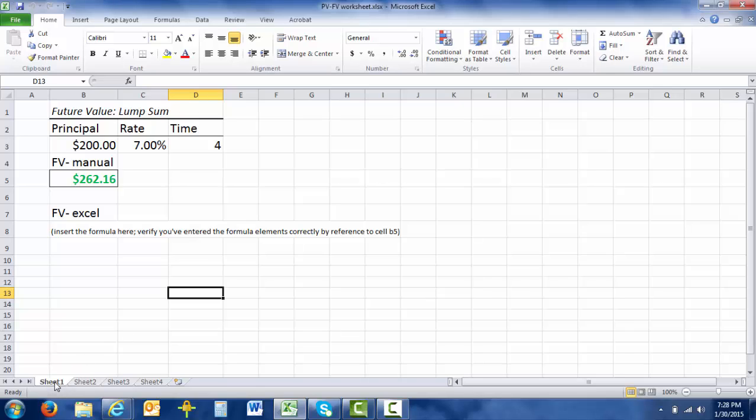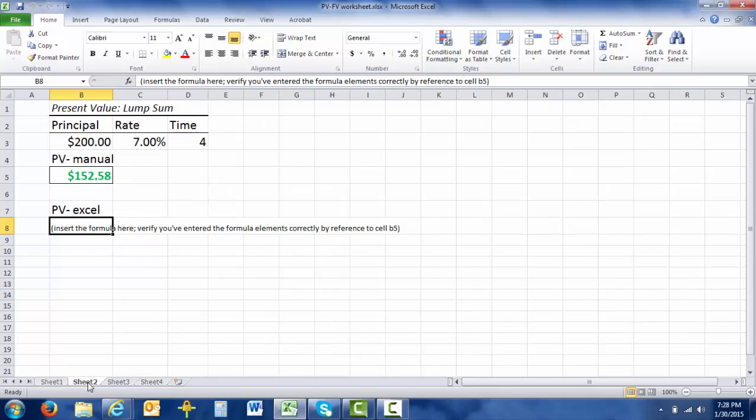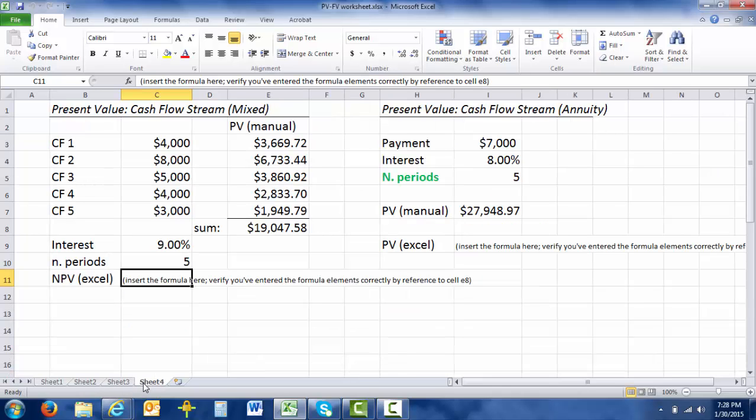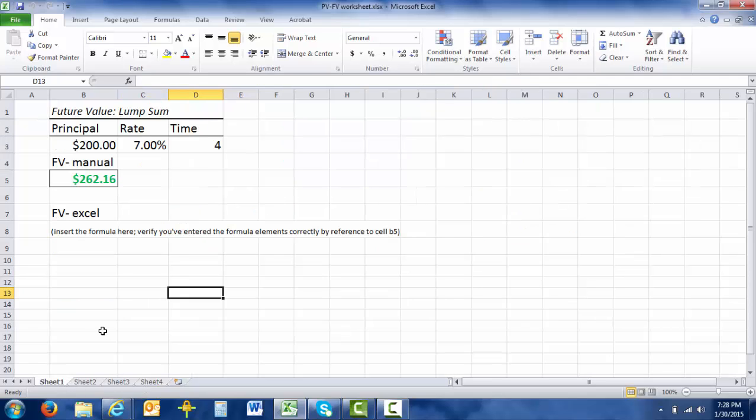Notice what I have here on sheet 1 is future value of lump sum. Sheet 2, present value of lump sum. Sheet 3, future value of cash flows, both mixed streams and annuities. And on sheet 4, present value of cash flows, both mixed streams and annuities. So first thing I'd want to do is walk you through the practice I would like you to do when you first download this spreadsheet.